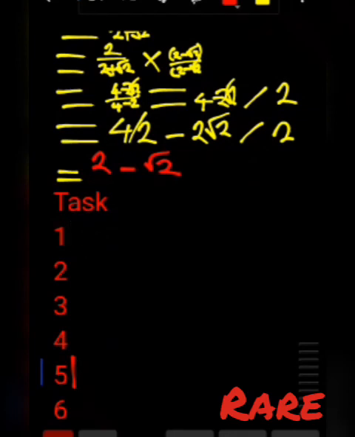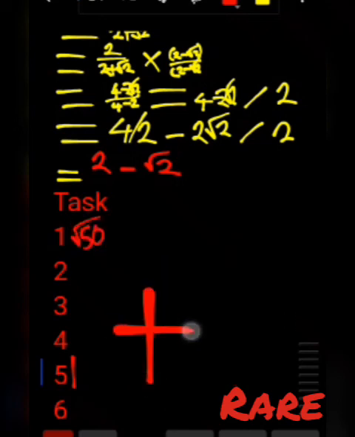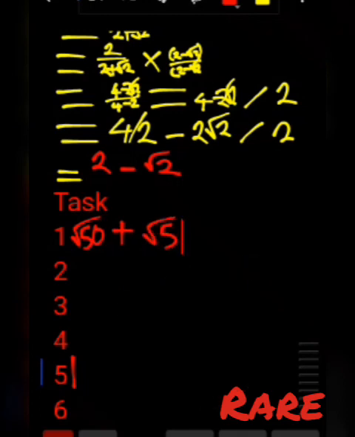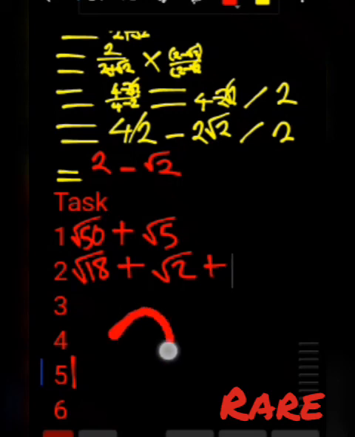So question 1, I want you to add this, the root of 50 plus the root of 5. Second, I want you to add the root of 18 plus the root of 2 plus 2 root 2, like this.